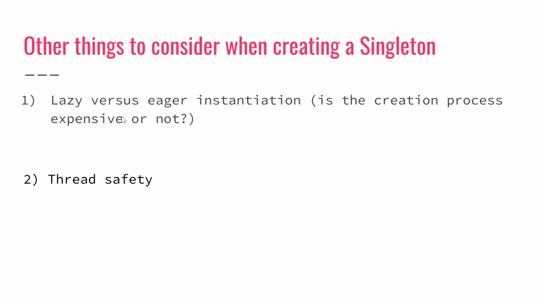Some things to consider are, for example, lazy versus eager instantiation. If creating your class is a very time consuming, very heavy process, then you will have to think if you want to do this process upfront when the application starts, or if you want to do that process when it is needed. Another thing that you will want to consider is thread safety. Will your application run in a single-threaded environment or in a multi-threaded environment? Because based on this answer, you'll have to make slight adjustments to your implementation.